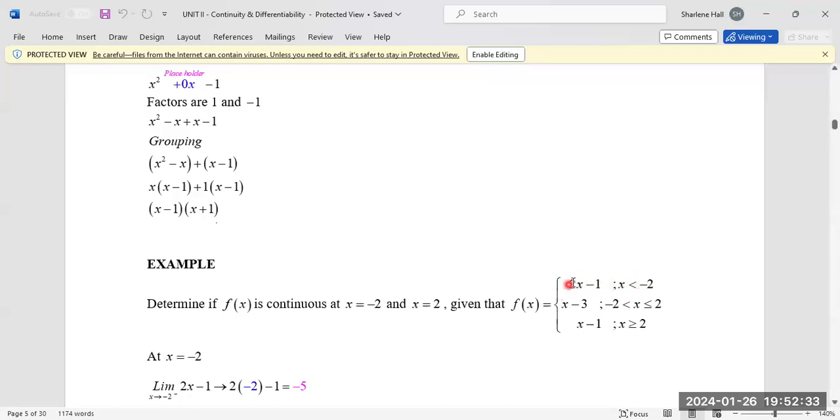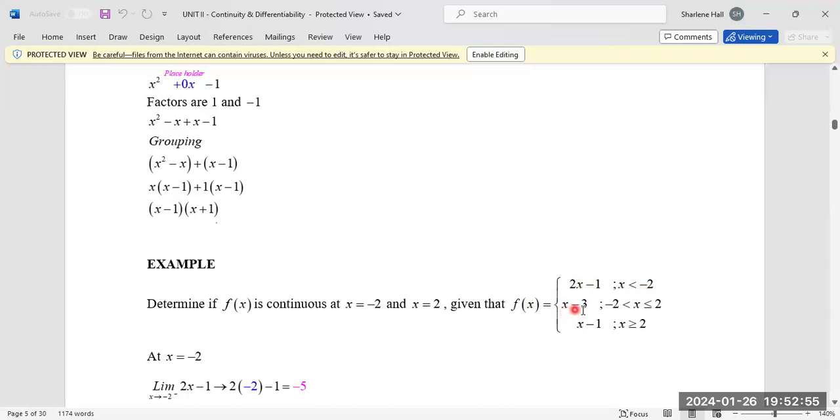So this expression here, 2x minus 1, only relates to those values where x is going to be less than -2. So a value that is less than -2 will be -3, -4, -5, -6, and so forth and so on. So those numbers will only be relating to this first equation here.